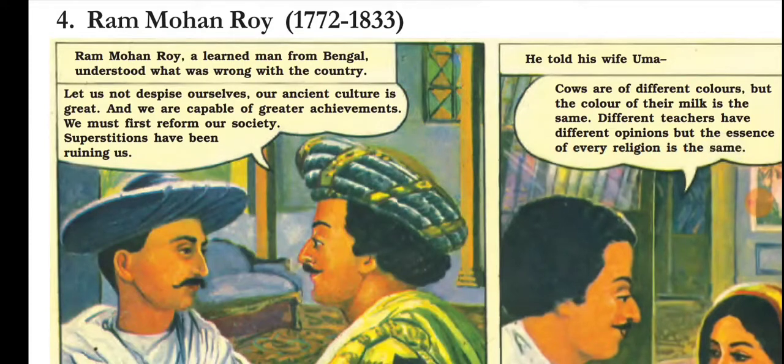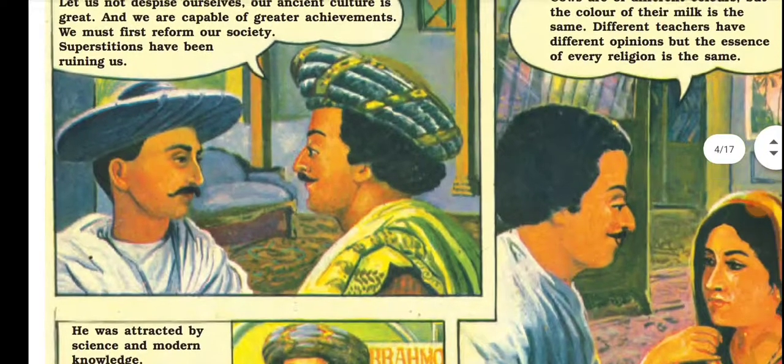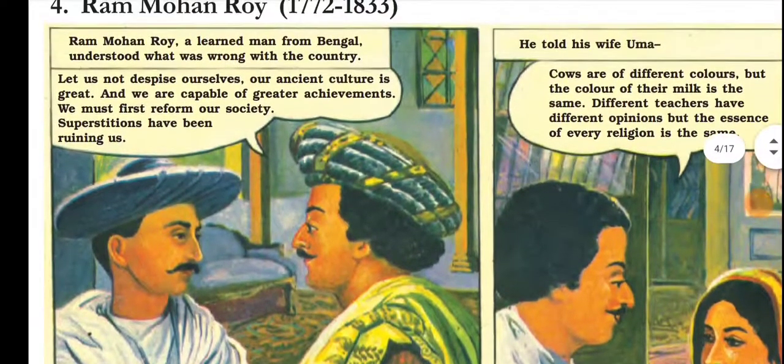Now, Ram Mohan Roy is a religious reformer. It's completely different from religious leaders. 1772 to 1833. Ram Mohan Roy, a lone man from Bengal, understood what was wrong with the country. Let us not despise ourselves, means let us not hate ourselves. Our ancient culture is great and we are capable of greater achievements. We must first reform our society. Superstitions have been ruining us, means superstitions have been destroying us. So it was Ram Mohan Roy who wanted to bring an end to the superstitions which prevailed in our country.